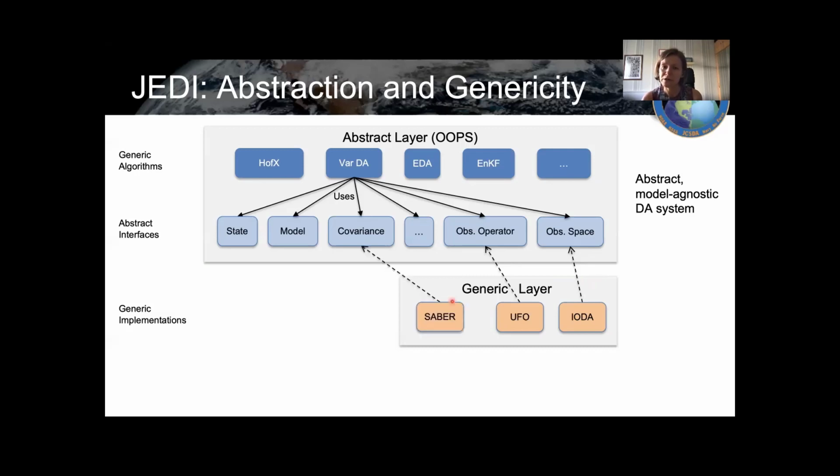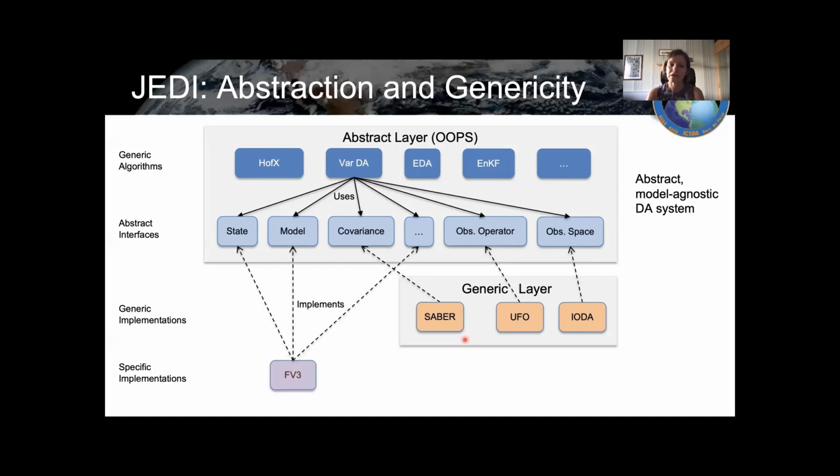Another repository that you may have noticed inside the bundles that you've been using is called SABER, which stands for System Agnostic Background Error Representation. That's where we have generic implementations of the background error covariances. Again, they are written in a way that allows them to be used with different models. So this is another example of something that does not have to be implemented for a specific model.